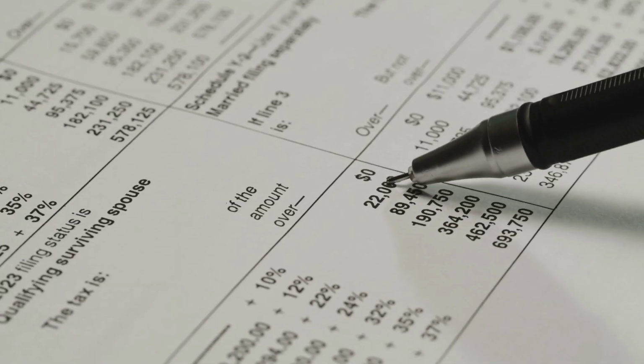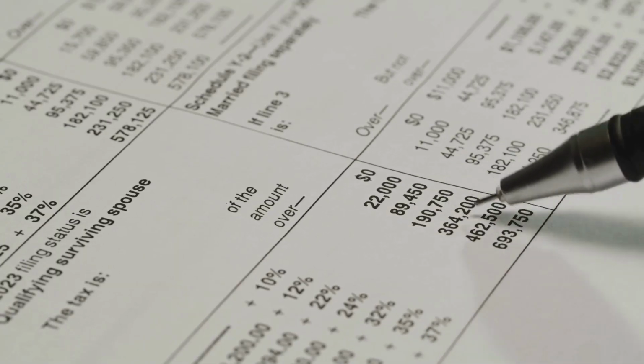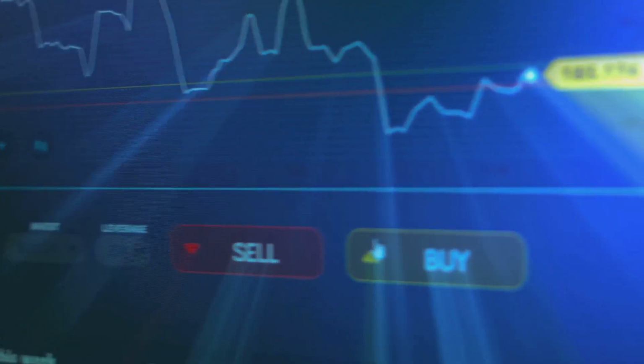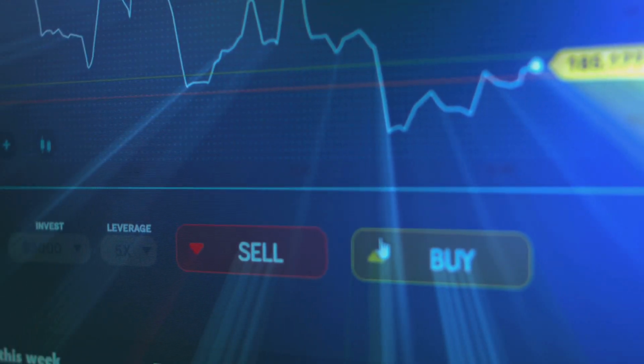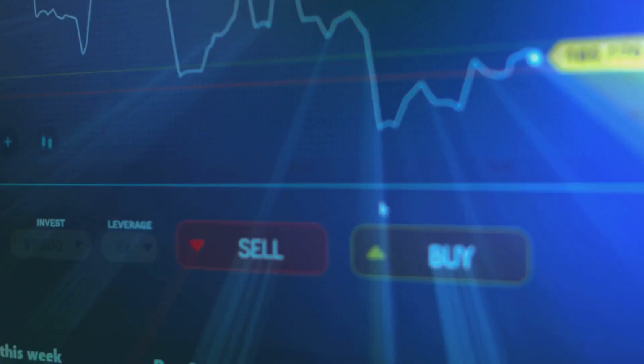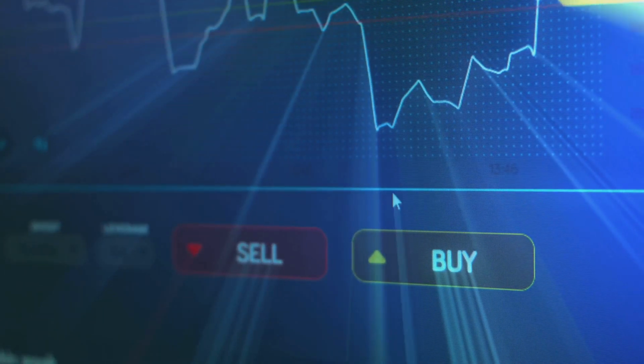The second category is fair value through other comprehensive income, or FVOCI. This category includes assets that are held for both collecting cash flows and selling. An example is a bond that a company might sell before it matures, allowing for flexibility in managing investments. Cash flows must also meet the SPPI criterion.